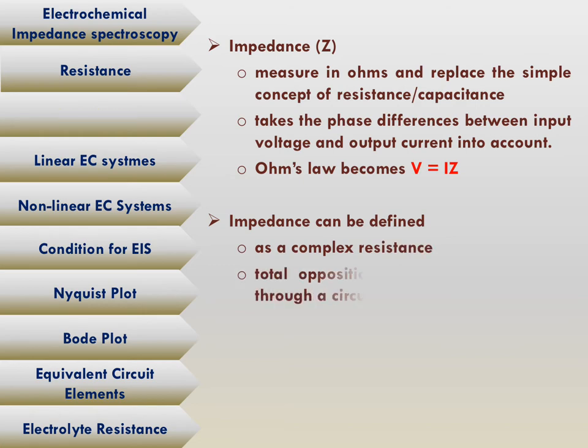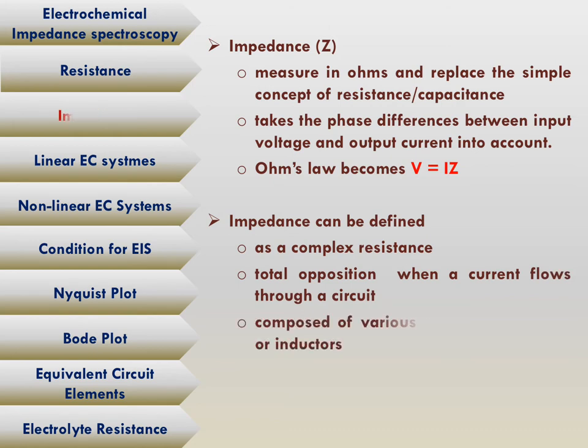Z is the impedance. Impedance can be defined as a complex resistance. It is the total opposition when a current flows through a circuit. It can be composed of various resistors, capacitors or inductors. And impedance is valid for both DC systems and AC systems.